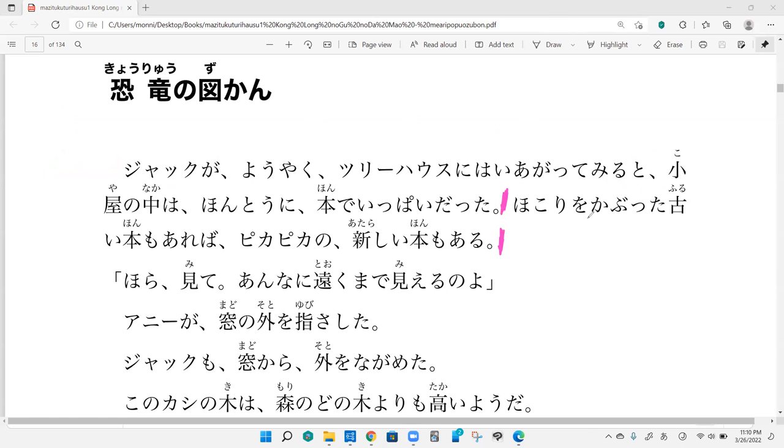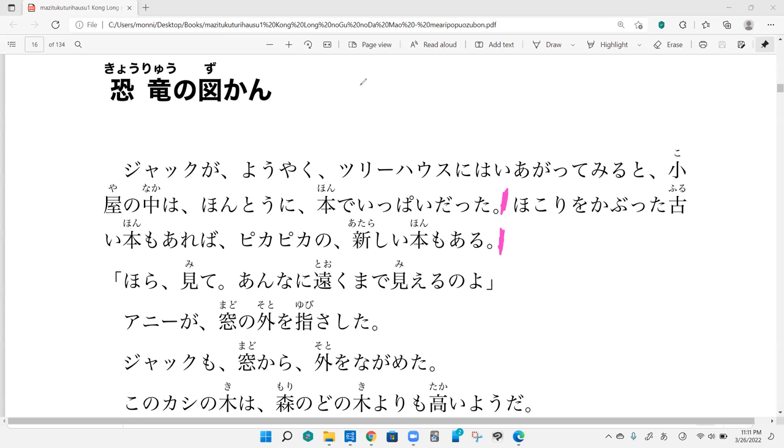Hokori o kabutta furui hon. Furui hon mo areba. Ano. Poka poka no. Pika pika. Okay, I thought something was off. Pika pika no atarashii hon mo aru. Yeah, atarashii hon mo aru.